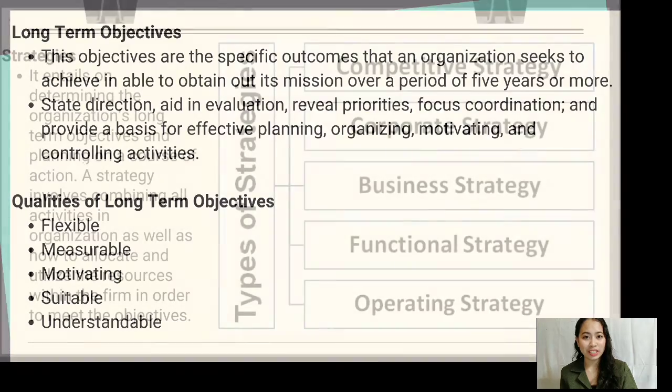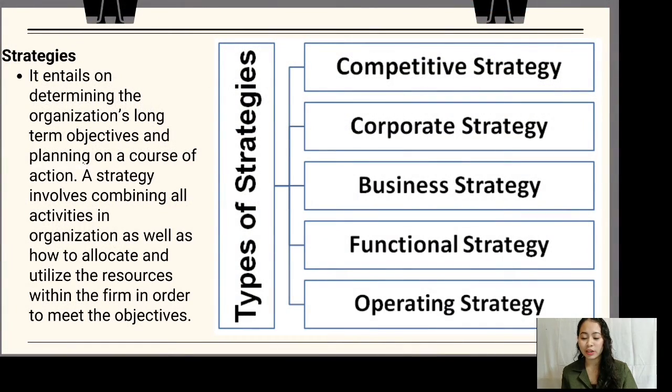Now, let's move on to strategies. Strategy entails determining the organization's long-term objectives and planning a course of action. A strategy involves combining all activities in the organization as well as how to allocate and utilize the resources within the firm in order to meet the objectives. There are types of strategies. First is the competitive strategy, which aims at gaining a competitive advantage in the marketplace against competitors, of course. Competitive advantage comes from the strategies that lead to some uniqueness in the market. This strategy focuses on gaining the competitive advantage from the competitors.